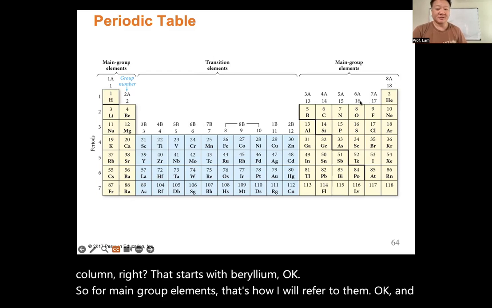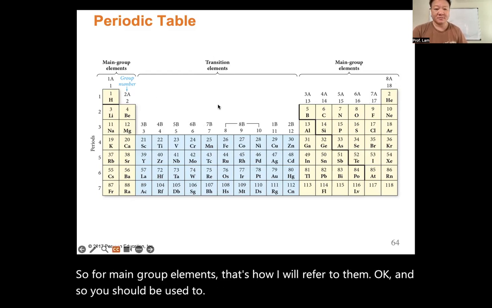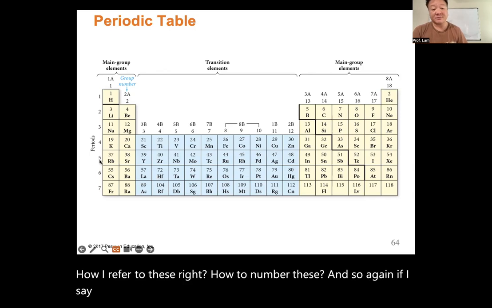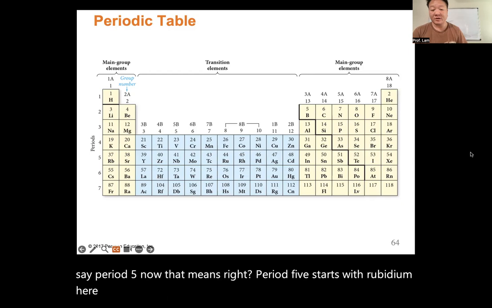So you should be used to how I refer to these, how to number these. And so again, if I say period 5, that means row. Period 5 starts with rubidium here, Rb, and goes all the way across.